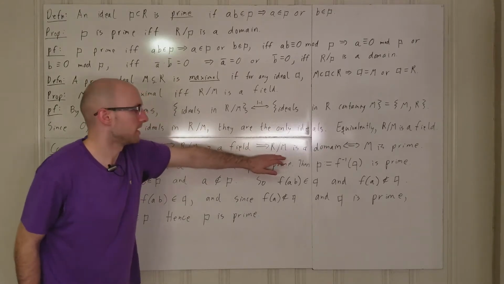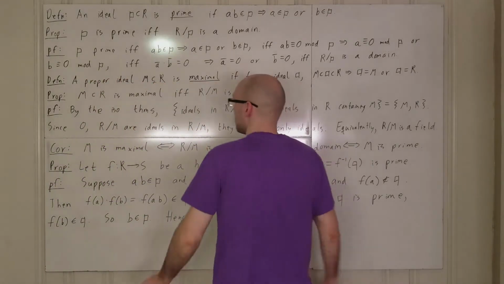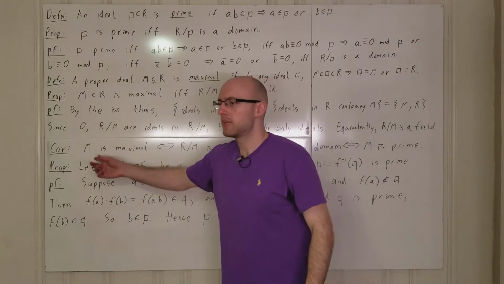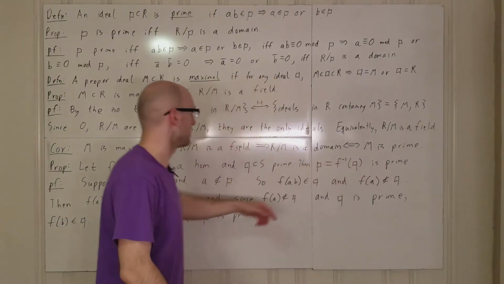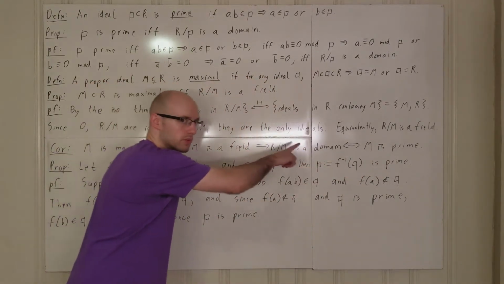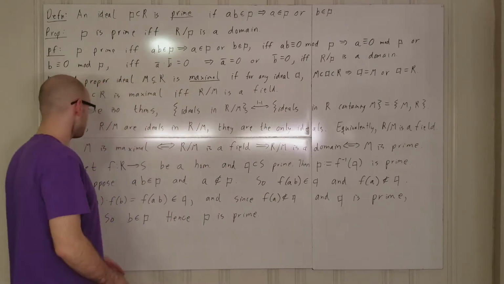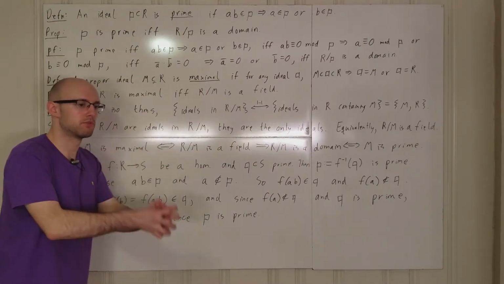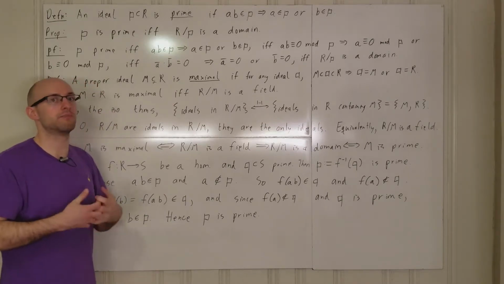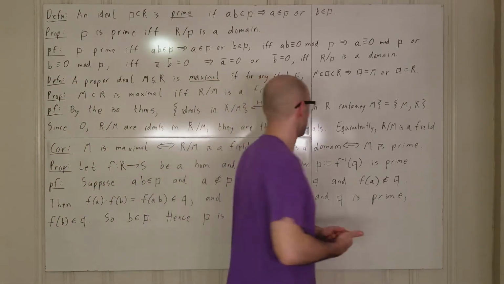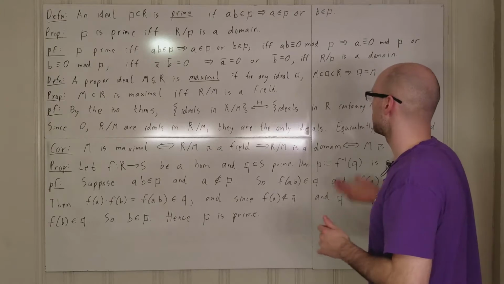So in particular, R mod M is a domain if and only if M is prime. So what this gives us is M is maximal implies M is prime. And we have this forward direction here. So maximal ideals are prime. And that's an important fact to keep in mind. The other direction doesn't work.